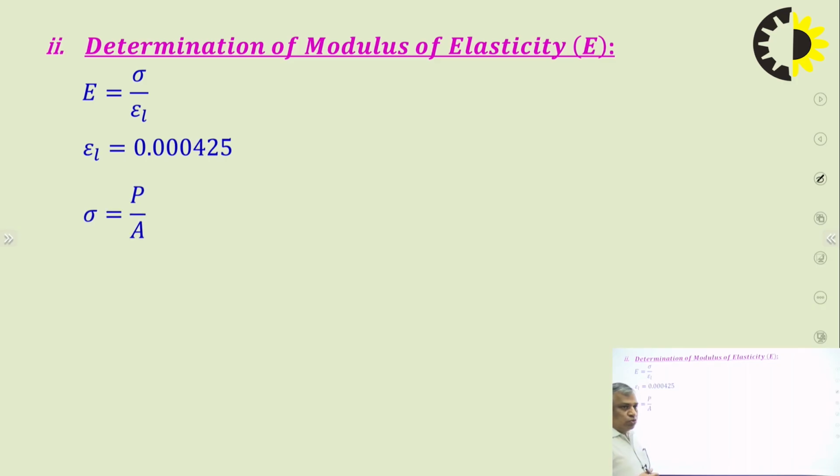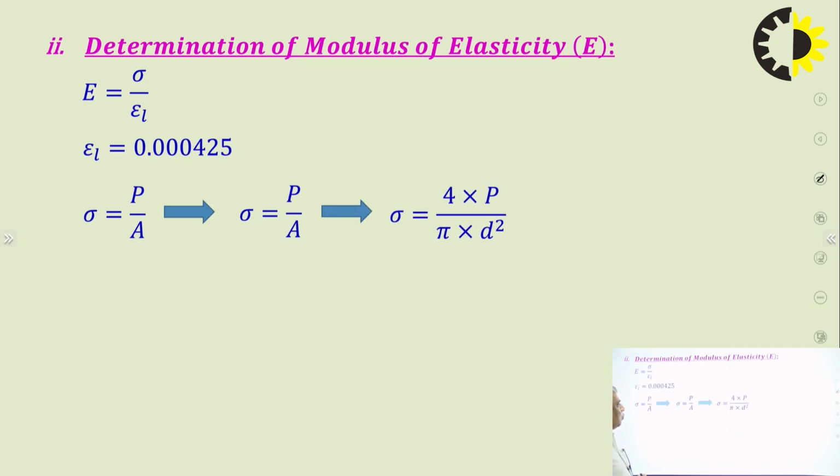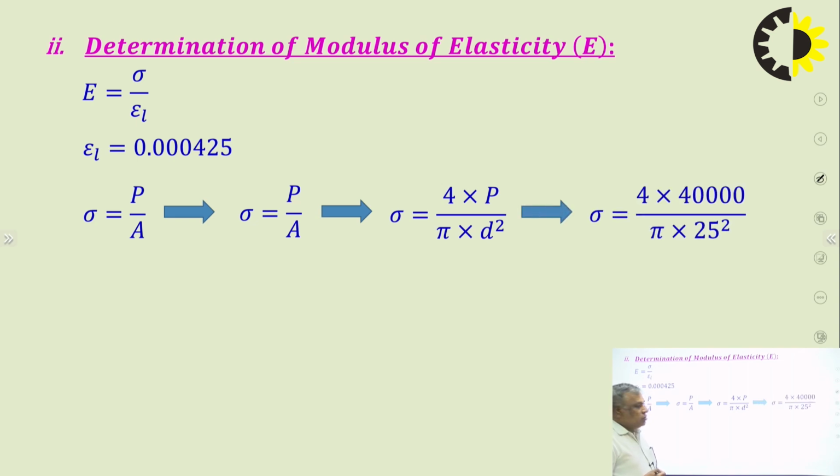So sigma is equal to P upon A. P is given, how much load is applied, and the diameter is given, so area can be easily calculated. So we will put the value: sigma is equal to P upon A, that is equal to 4 into P upon pi into D square. Just put the values. The load is given 40 kilonewton, that is 40,000 Newton, divided by pi into 25 square. So sigma is equal to 81.49 megapascal, or Newton per mm square.